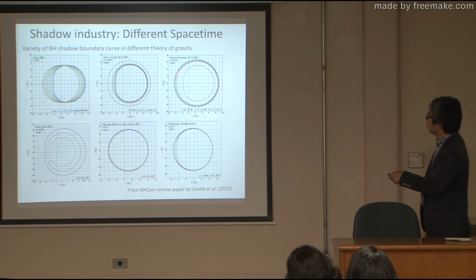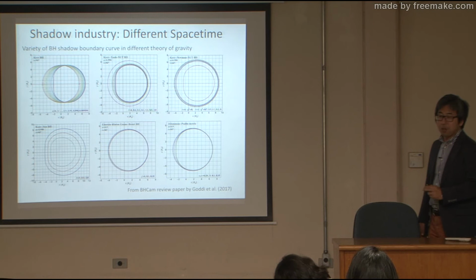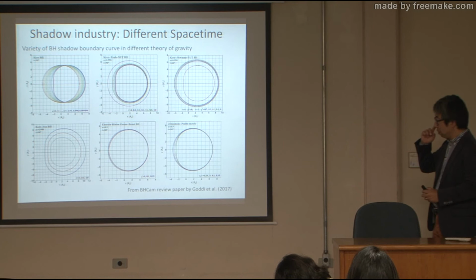But this deformation is quite small compared to the normal black hole shadow size. Hopefully we can catch this kind of effect, but I think based on the 2017 data, maybe it's hard to catch currently.